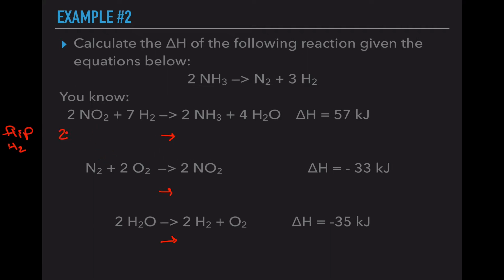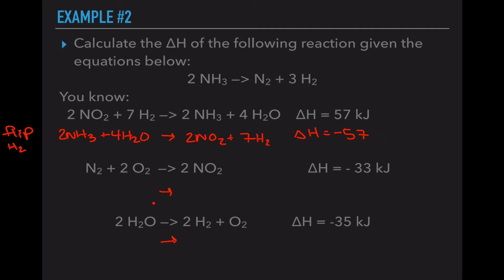So I have 2 NH3 plus 4 H2O, arrow, 2 NO2 plus 7 H2. So my delta H now becomes negative 57.